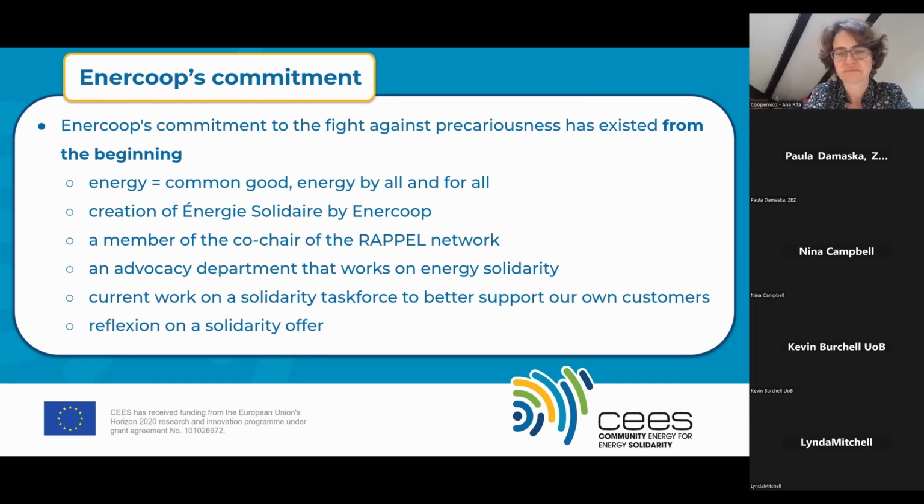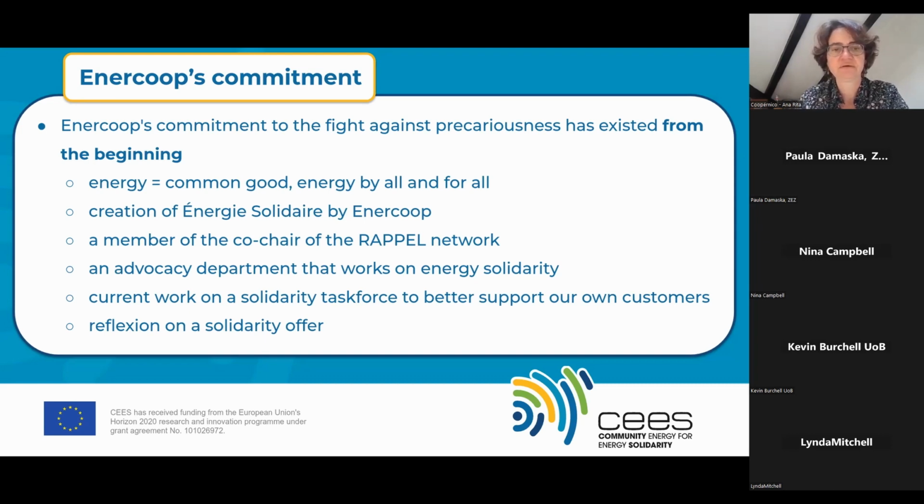We are also a member of the co-chair. Basically, we provide financial support for the work, and we participate in the decisions of the network, so we are really engaged in the subject. Enercoop also has an advocacy department that works on lots of subjects, including energy solidarity, and I will give you some more details in a few minutes.